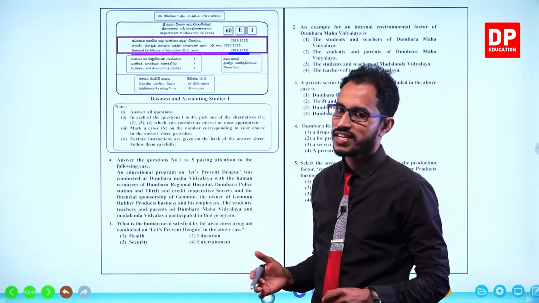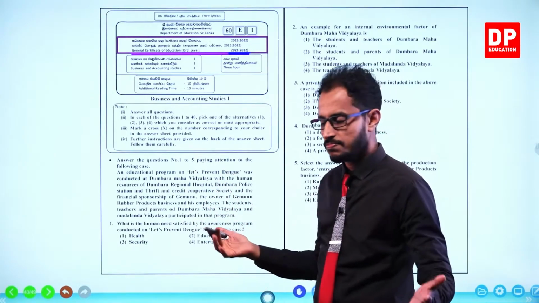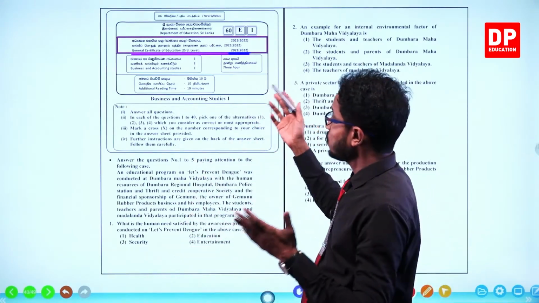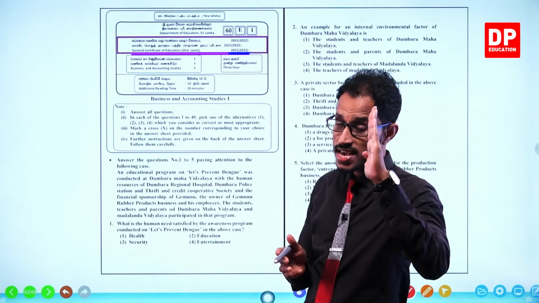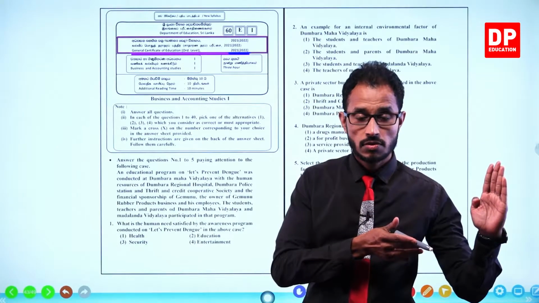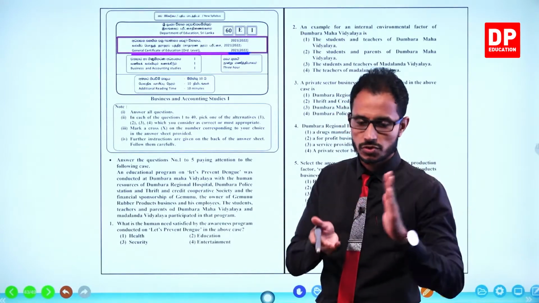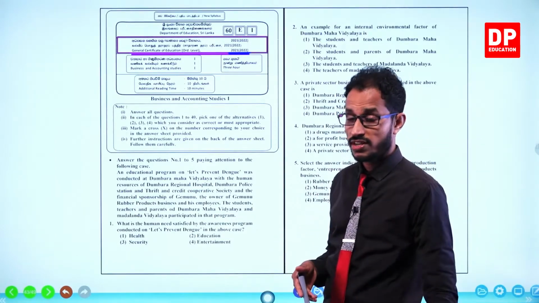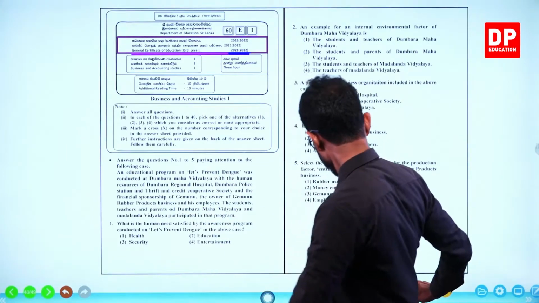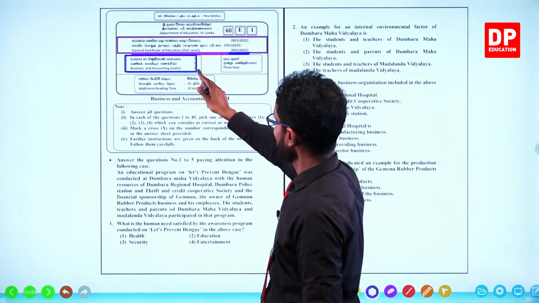Because of COVID and the other issues in the country, the unfortunate situation we had to face, the 2021 O-Level examination was postponed, right? It was not held in 2021. It was held in 2022, right? And this is the first paper, Business and Accounting, paper 1.